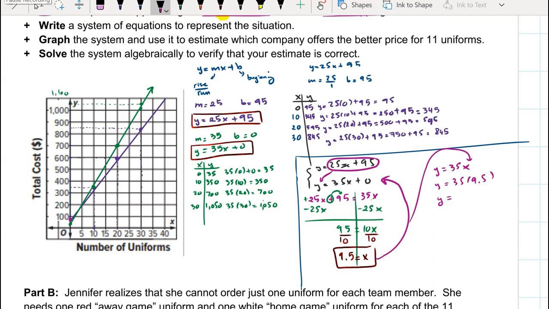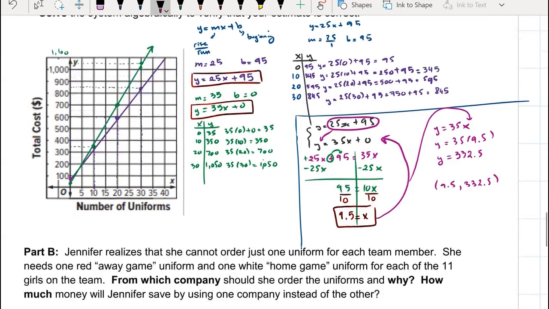Alright, the answer is $332.5. So x is 9.5 and y is 332.5. So that tells me that both companies will charge you the same price if you buy 9.5 uniforms. It doesn't quite make sense there, but 9.5 uniforms and they charge you $332.5. That's just the intersection where the price offers are equal on both companies.